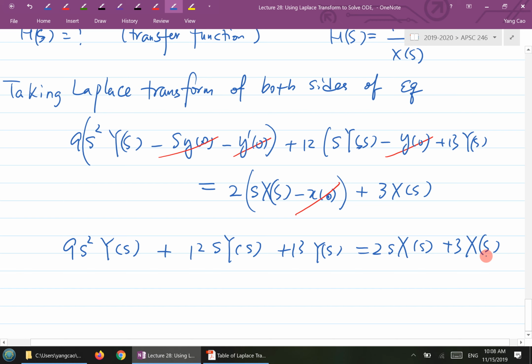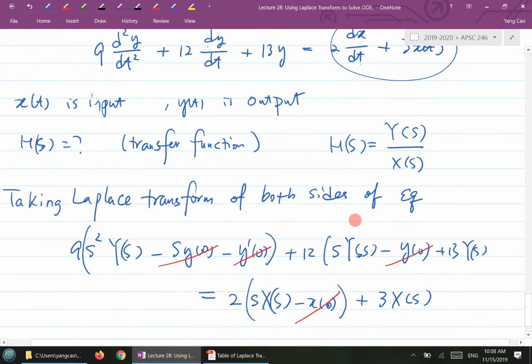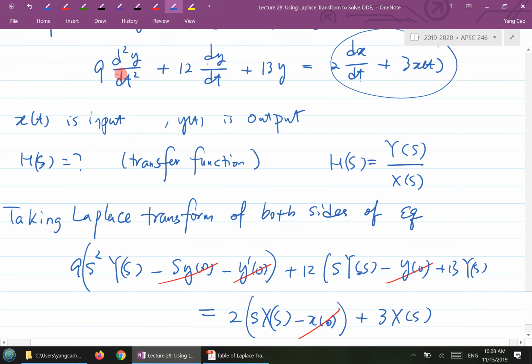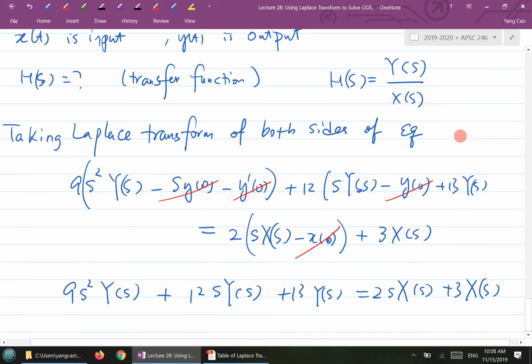So I'm showing you this step here, all these terms. But in the future, when you're taking Laplace, if your objective is to find the transfer function, you really don't have to write this here. You can just look at this and ask, what's the Laplace of this one? 9 times s squared Y(s). Because you're looking for the transfer function, right? It's not like you're solving it. If you're solving it, then you definitely need to keep this one here.